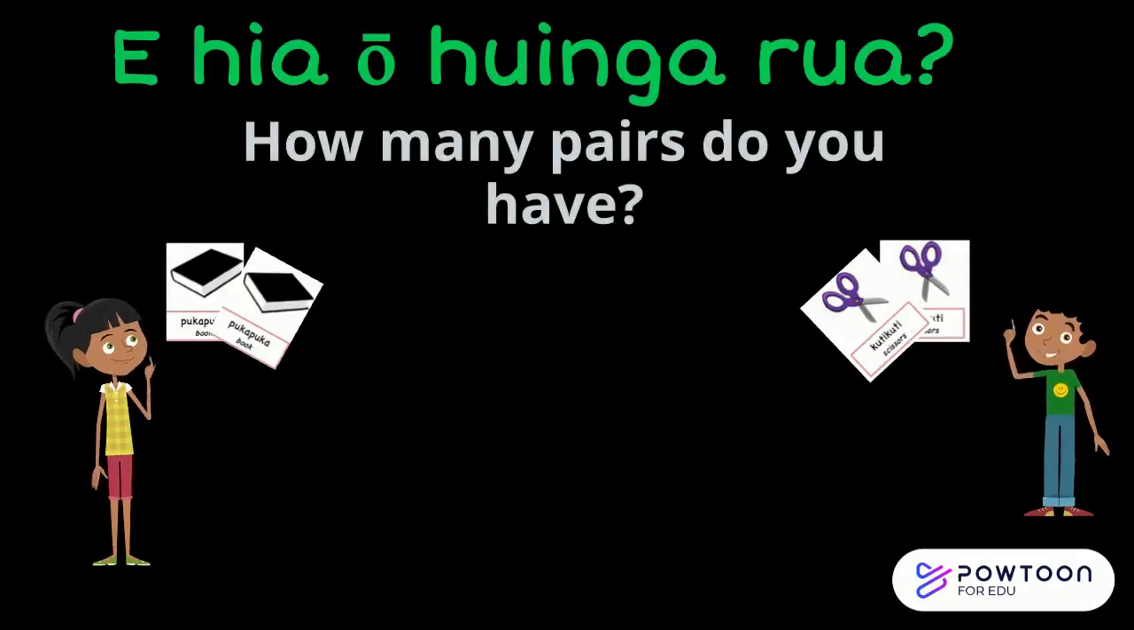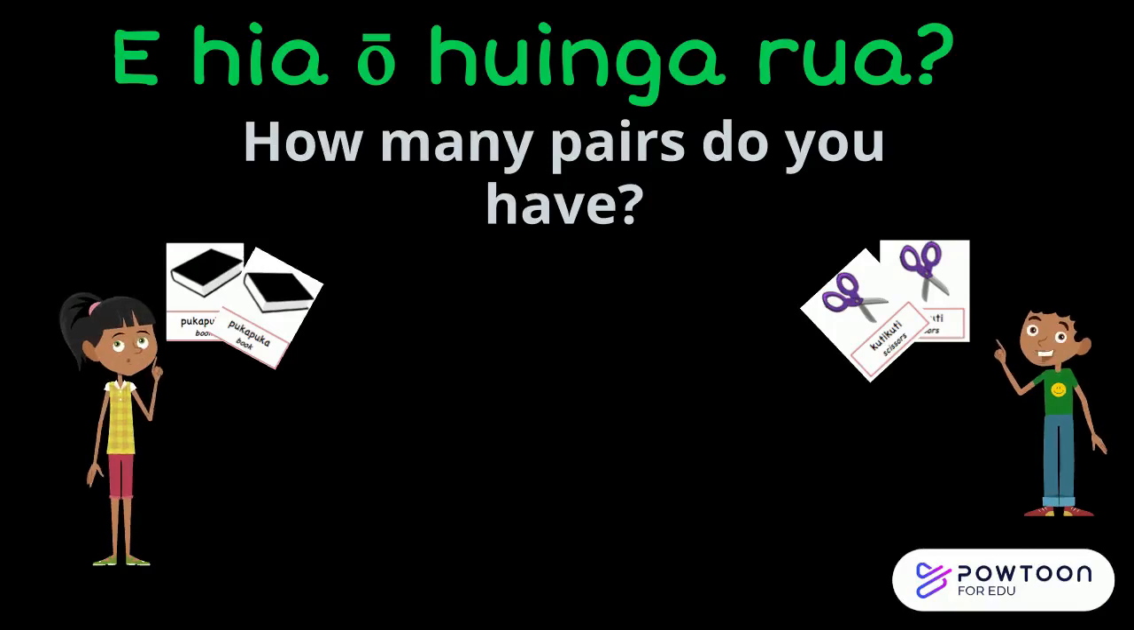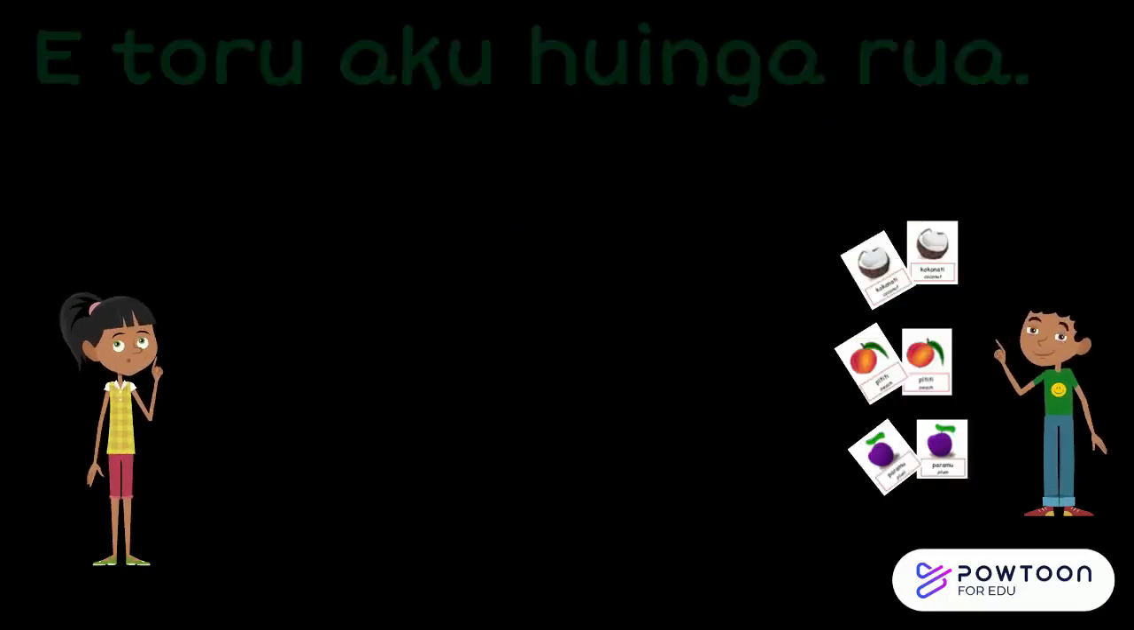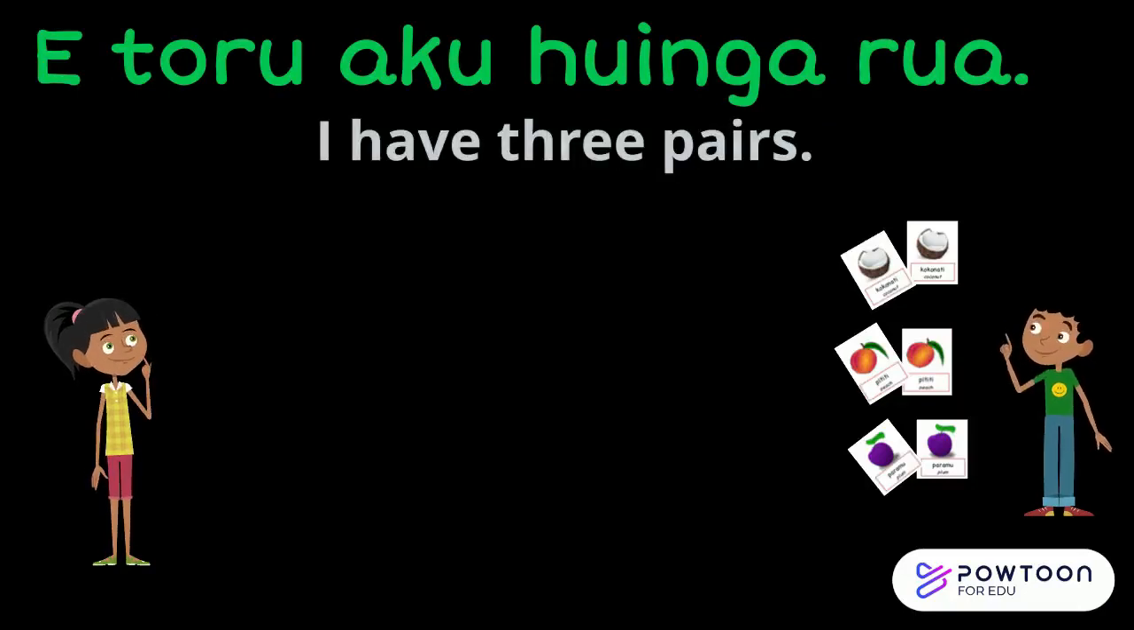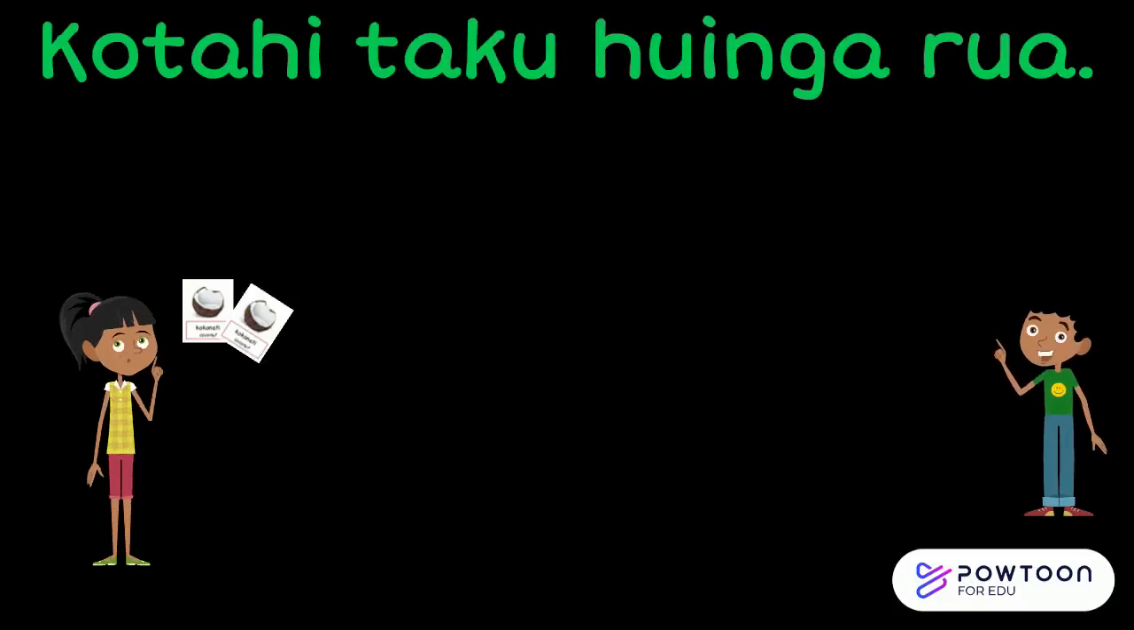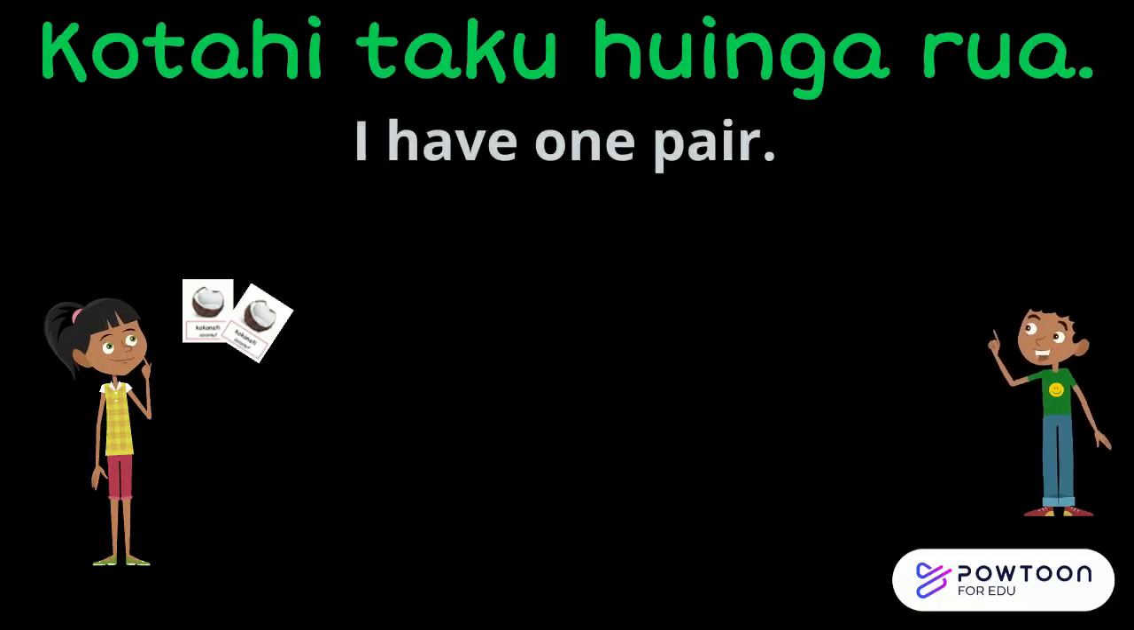E hia ō hui ngā rua? How many pairs do you have? E toru aku hui ngā rua. I have 3 pairs. Kotahi taku hui ngā rua. I have 1 pair.